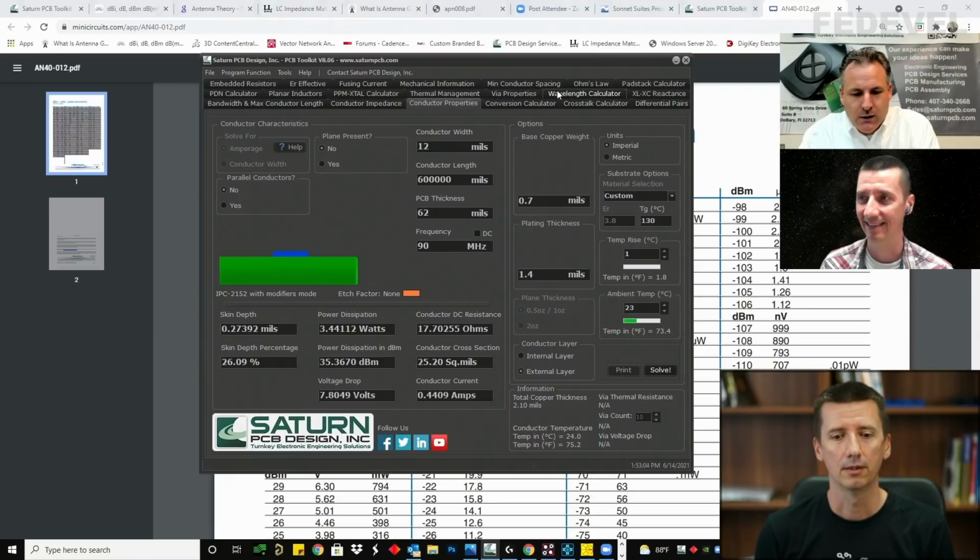Because these kinds of calculators are super useful, and every hardware design engineer uses some kind of calculator to do the schematic, or especially during PCB layout.